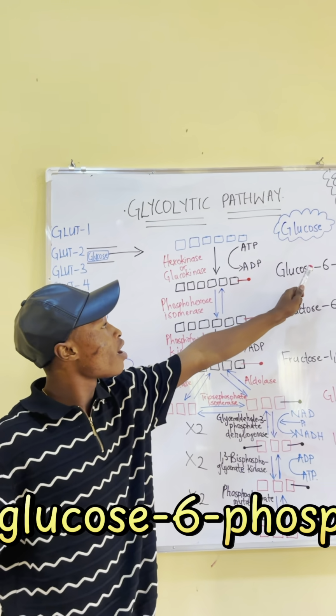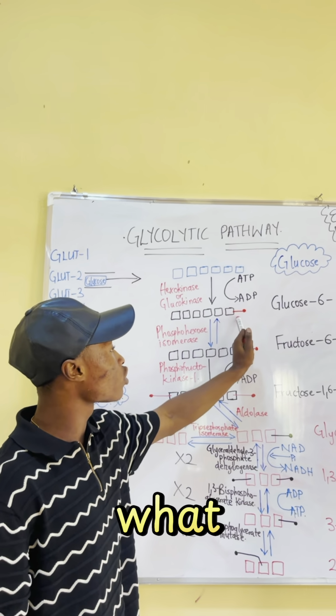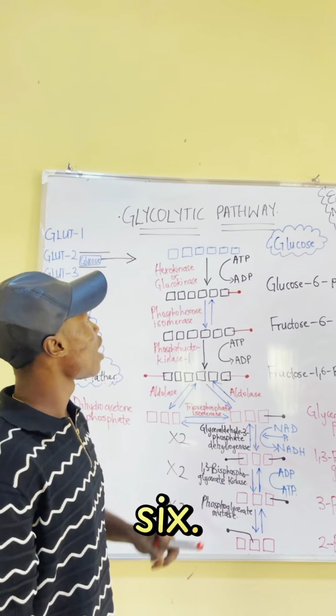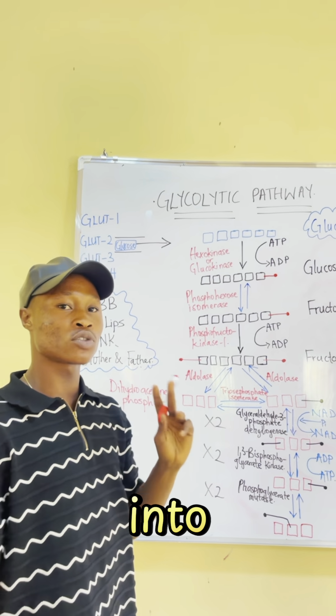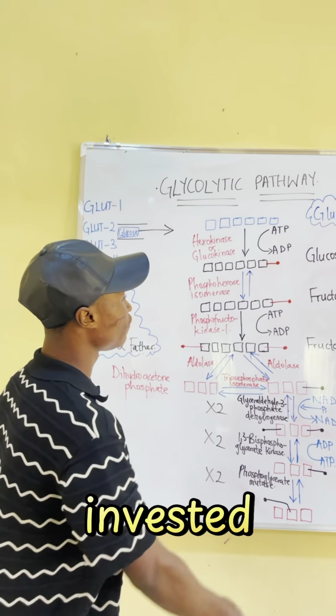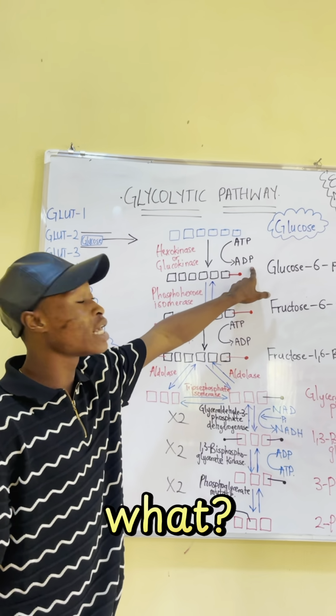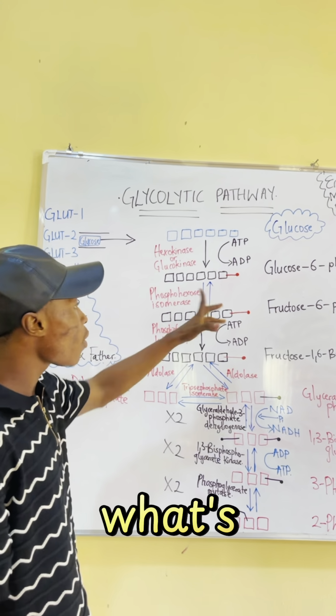So now we have glucose 6-phosphate. That is to say, the phosphate was added into what? Position number 6. And remember, I told you it's divided into two phases. This is the what? Investment phase. So right now, we've invested one molecule of what? ATP, by which ATP has been reduced to what? ADP.